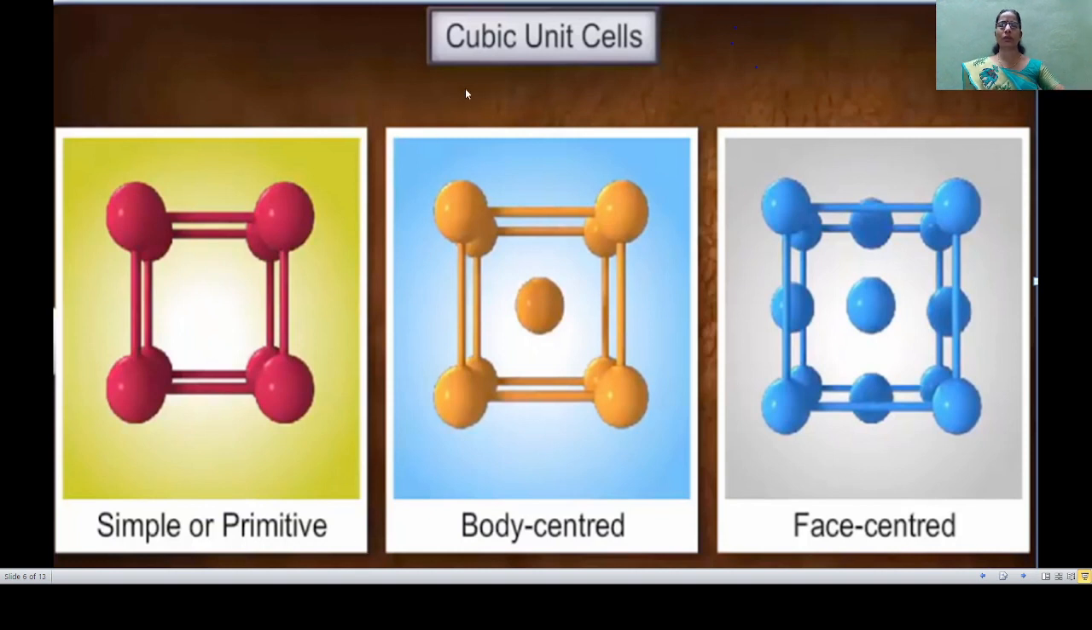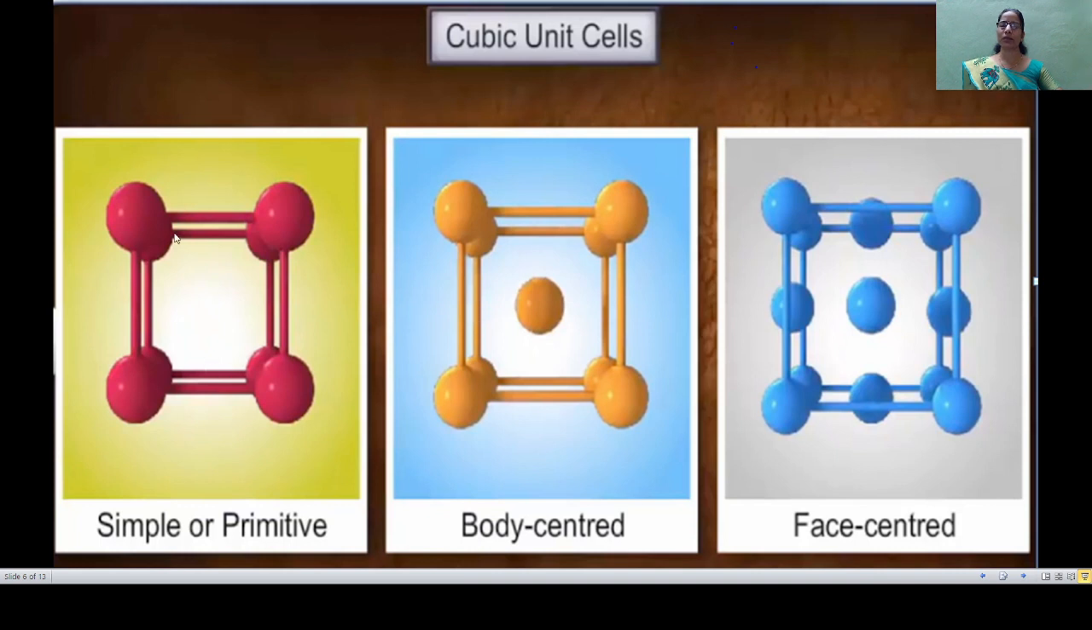Now, here we have to study the number of constituent particles in the cubic unit cell or cubic system. We know that the cubic unit cells are of only three types named as simple or primitive cubic unit cell, body centered cubic unit cell, and the face centered cubic unit cell. Here, observe the arrangement of constituent particles in all these types of unit cell.